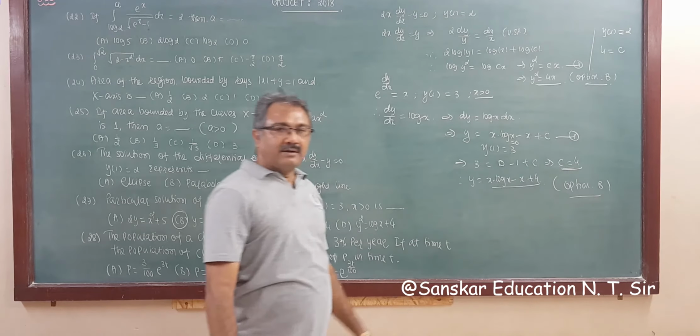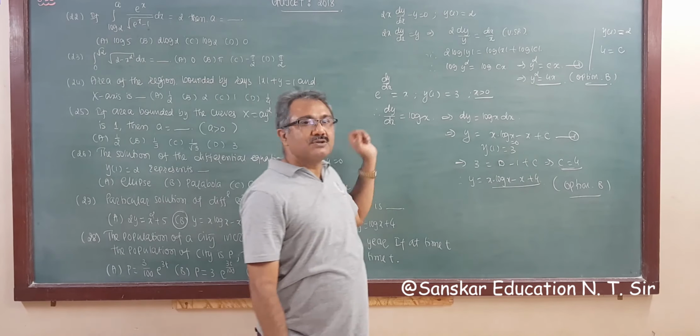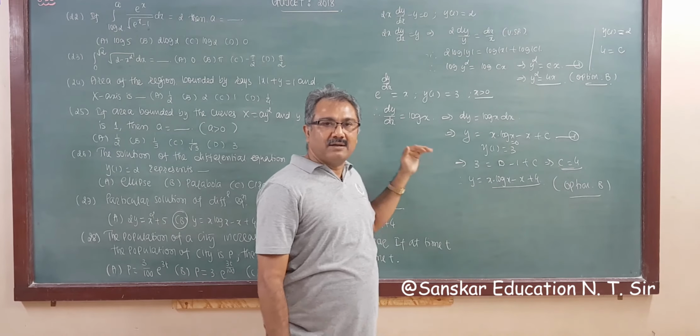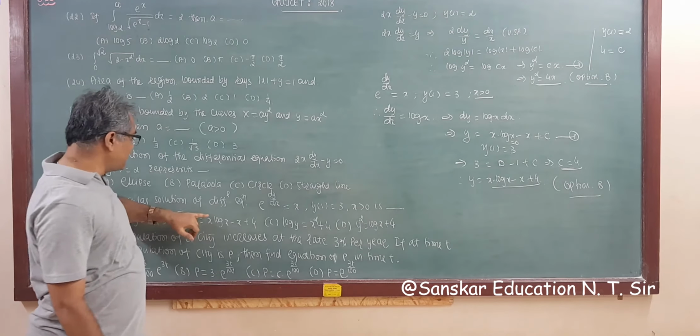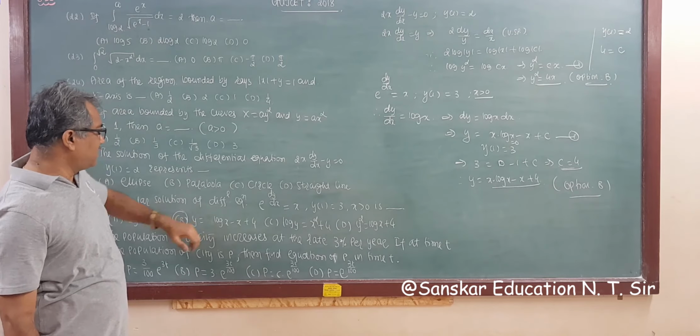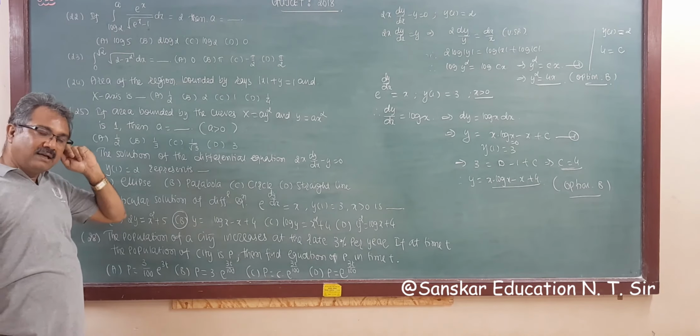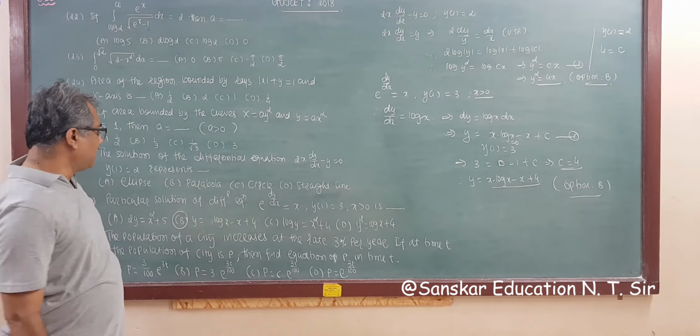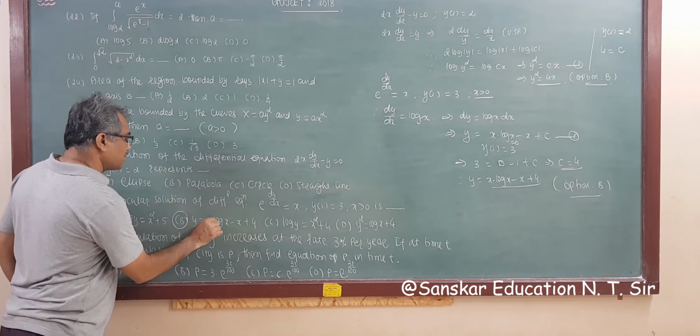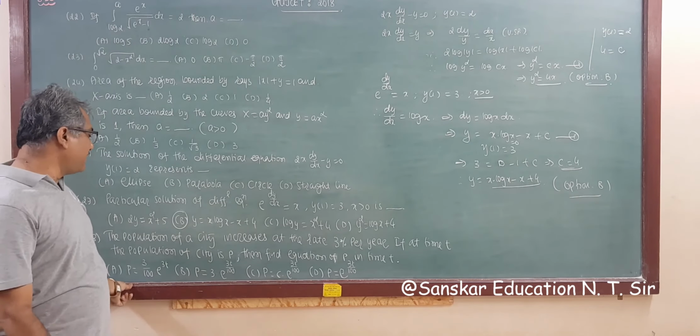Remember one thing, if you get the original question paper of this paper, then there is a printing error in this option because there is no x here, right? So x log x minus x plus 4 is your correct answer. So we need x here, so there was a printing error.